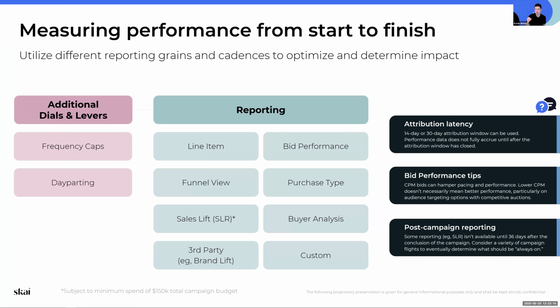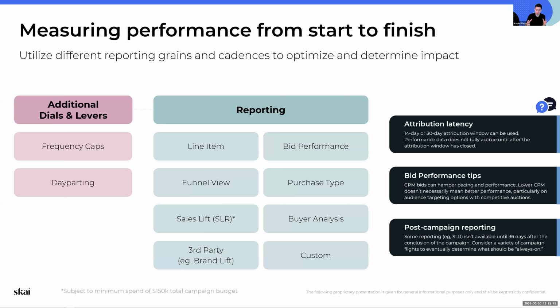And just remember, a lower CPM doesn't necessarily mean better performance. This is not the same as CPC. When you're targeting audiences that have a lot of other competitors trying to reach those same users, you might actually need to bid up to get better performance and access to that inventory. And then post-campaign reporting may be different as well. Some of the reporting isn't available until 36 days after the end of the campaign. So you should consider budget flights that are a little bit more nuanced.